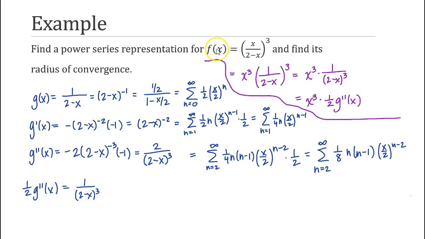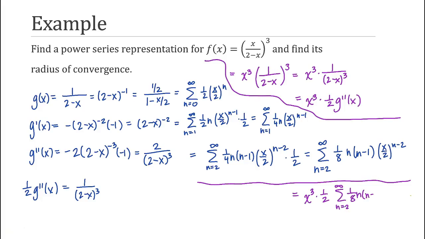So if I want the power series representation for f of x, we can pick up where we left off. I'm going to draw a wavy line here. So x cubed, I'm going to pick up where I left off here. I have x cubed times 1/2 times g double prime of x. Well, if we follow this equality here, g double prime of x all the way across is this power series representation. So it's the sum of n equals 2 to infinity of 1/8 n quantity n minus 1 x over 2 to the n minus 2.